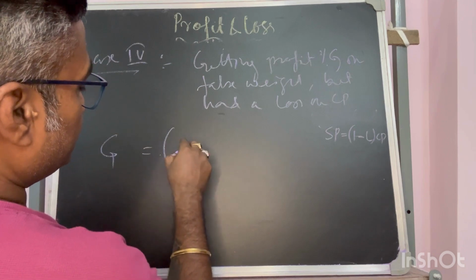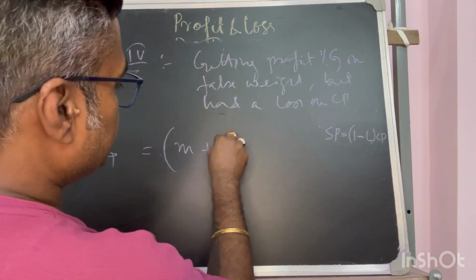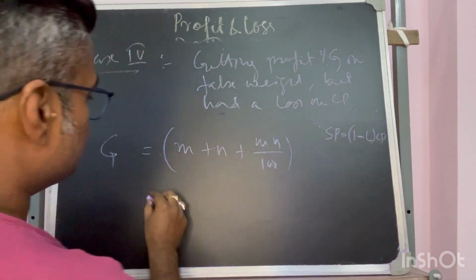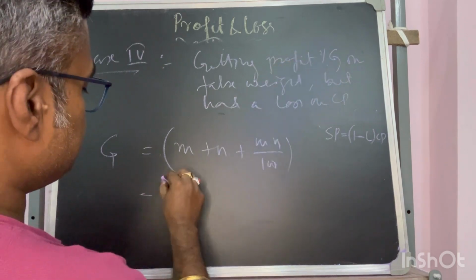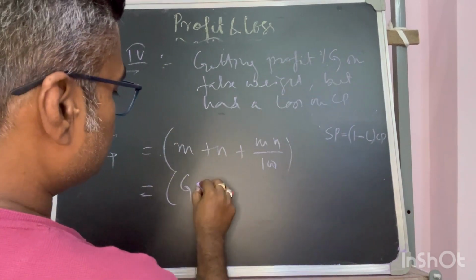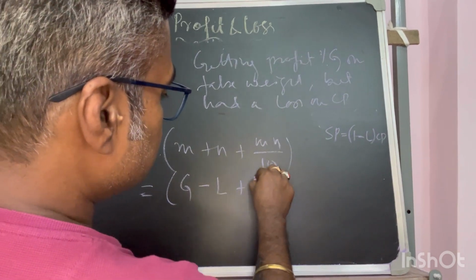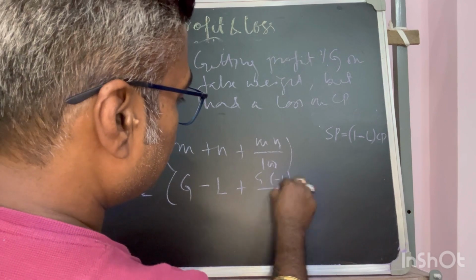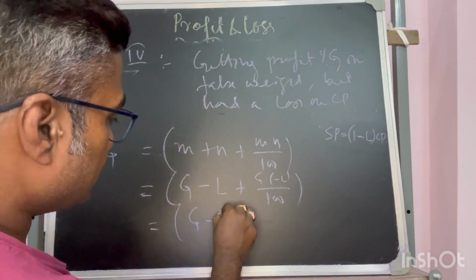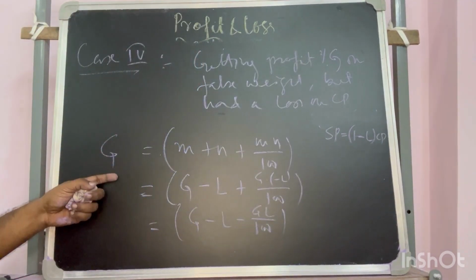There your gain, let's say M, that formula is M plus N plus MN by 100. In this case, let M be the gain G, so G will be positive, and let N be the loss, so I'll put it as minus L, and MN will be G into minus L by 100. So there I will get G minus L minus GL by 100. So this will be the formula in case of loss.